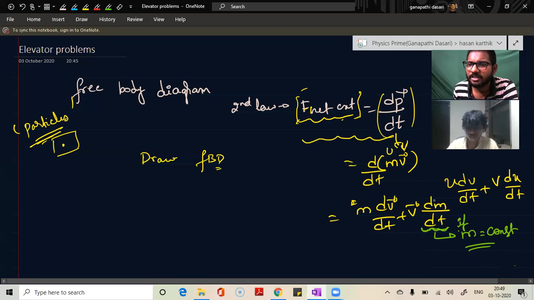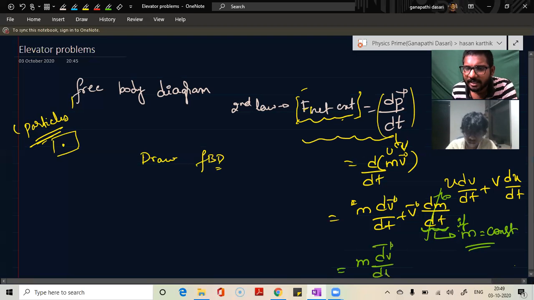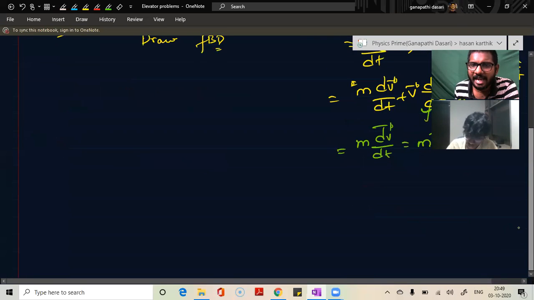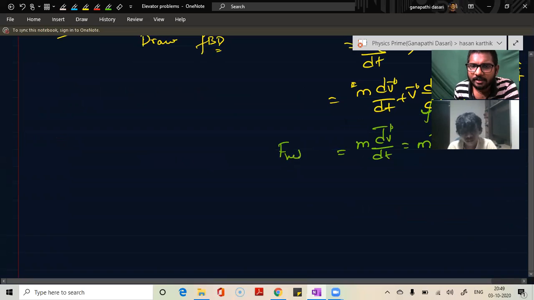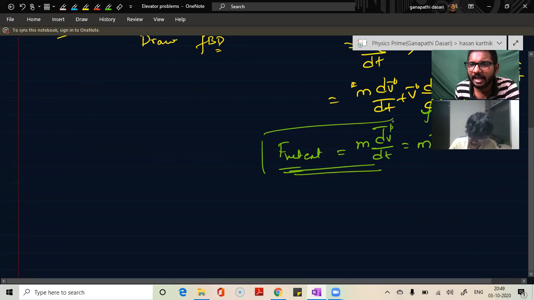Mass is constant means dm by dt is what? Zero. That's it. Awesome. Then you will study, if mass is constant, m dv by dt, which can be written as m into acceleration. Got it? So writing this external force, F net external force, is crucial in getting the acceleration of a particle, in understanding the motion of a particle.